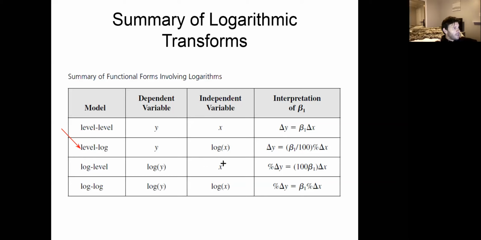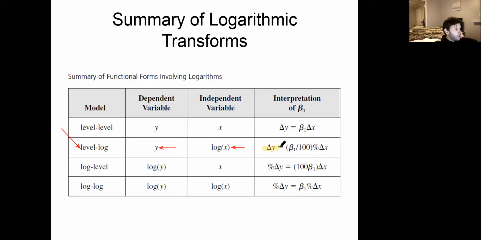We're now dealing with a level log model, where we have the level of y showing up on the left side, but now we're going to have the log of x. It doesn't really matter if it's log or a natural log. I'm not going to worry about that right now. Technically, we're going to be using the natural log function here, but the log function is okay as well. When you utilize this particular transformation, with just the level of y on the left and the log of an x variable on the right, the way you interpret the beta coefficient is a little bit different.